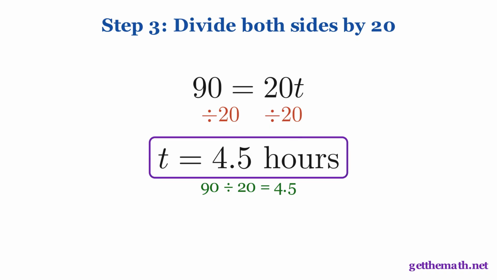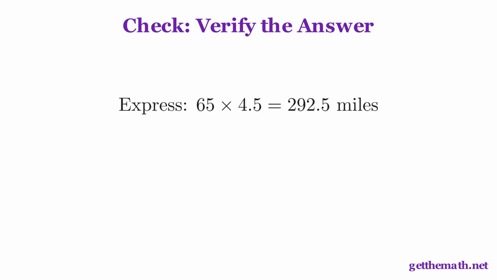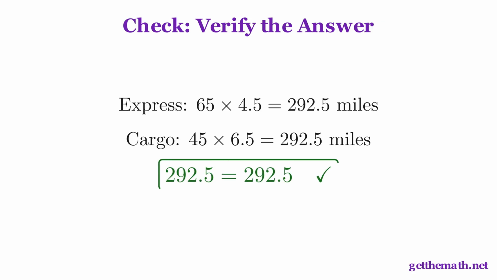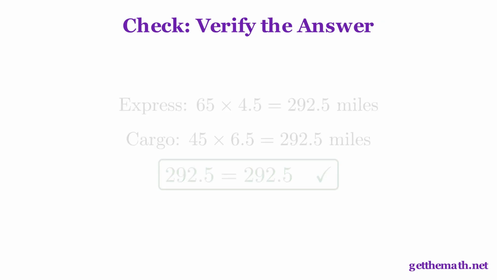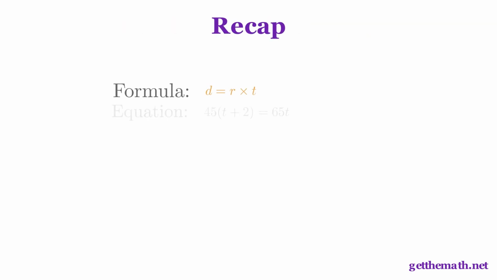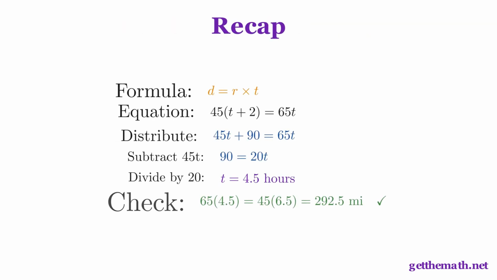Now let's check our answer. The express truck travels for 4.5 hours at 65 miles per hour. 65 times 4.5 equals 292.5 miles. The cargo truck travels for 4.5 plus 2, which is 6.5 hours, at 45 miles per hour. 45 times 6.5 equals 292.5 miles. Both trucks traveled 292.5 miles. Check. The express truck catches the cargo truck in 4.5 hours.